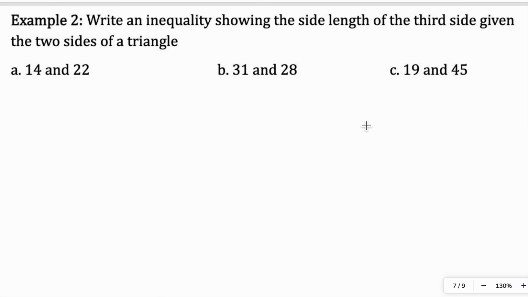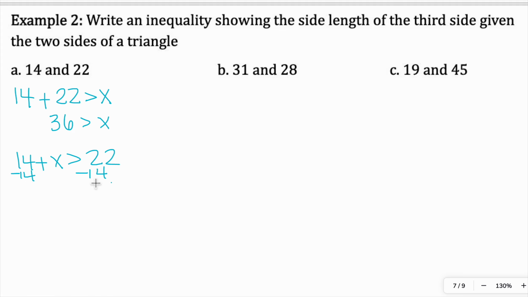Next up, we're going to try to figure out how to write an inequality showing the side length of the third side given the two sides of a triangle. So we know that if we add the two sides together, 14 and 22, they should be greater than our mystery side. So this is an easy way to check it. We can just add 14 and 22 together. That means we need to have it be 36 or lower than that for x. But then we know we can also say 14 plus a mystery number has to be greater than the longest side. So this is just going to take care of any confusion here.